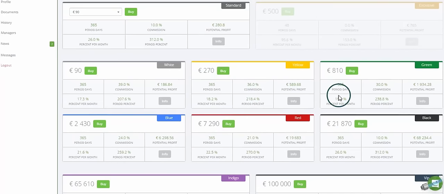Again, we have different accounts. I would suggest in the beginning to try and get a 270 euro account. This is always going to be there. If you decide you don't like the program, you can always get your money back. But the difference is the amount of the percentages. All of these, if you see in each one of these, if left alone and not bothered for a whole year, in this case, out of a 90, you would get 186 euros in return. For 270, you would get 589 euros in return, and so on and so forth. Ideally, with a 7,290 euro investment, at the end of the year, you would receive 19,683 euros.